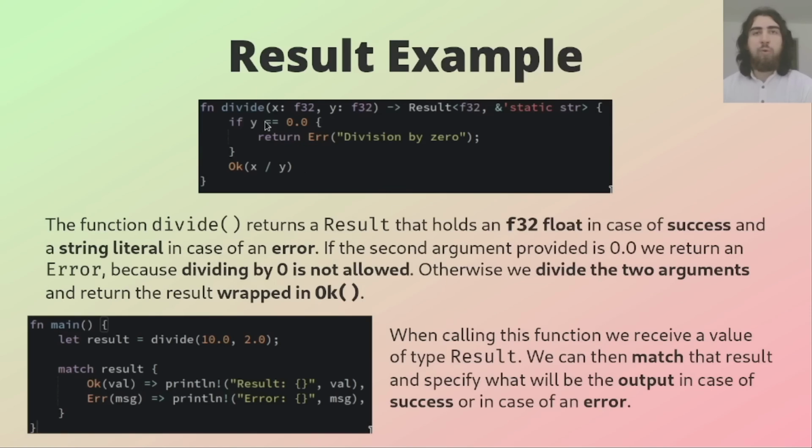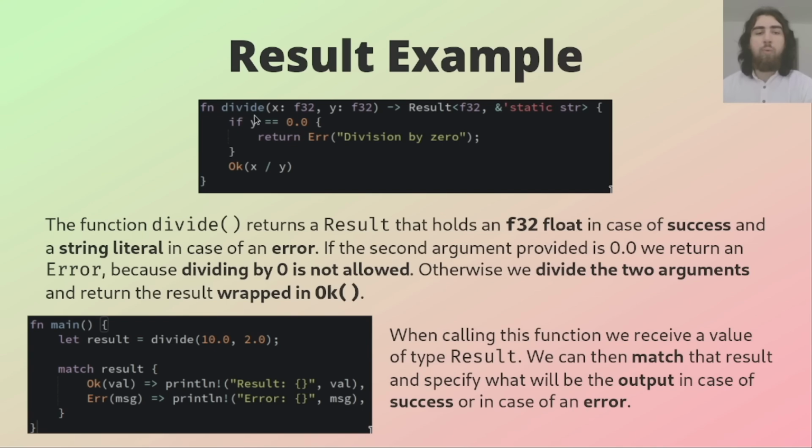Let's again consider the divide function we have seen before. Again, we can't divide by 0, meaning if the second argument here is a 0, then we should return an error. Otherwise, the program will panic. Now we can do error handling, meaning we check if y is 0, or in this case 0.0, because the arguments are floating point numbers.